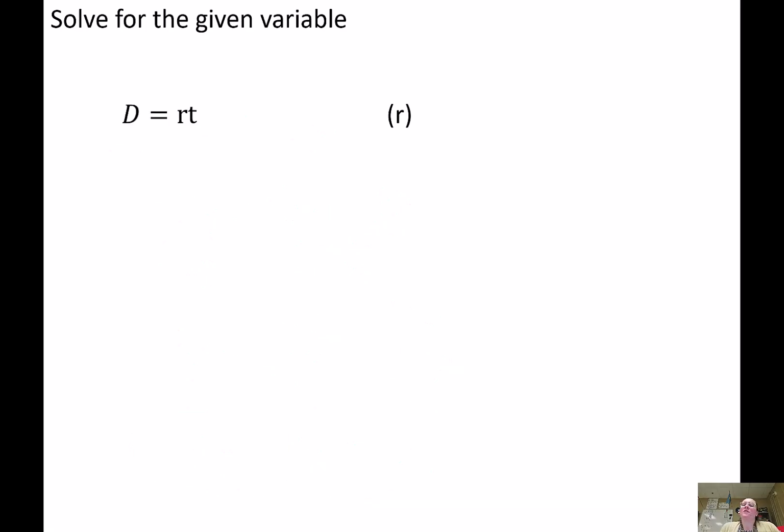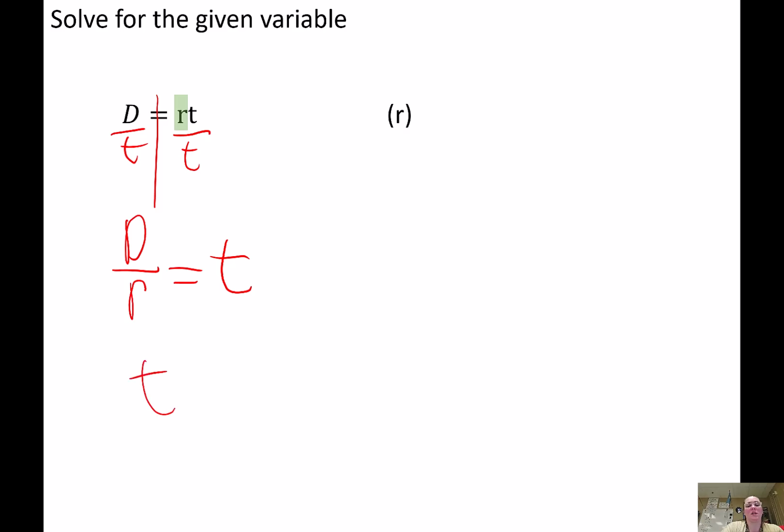All right, now let's look at a different form. So we're given d equals r times t, and we want to solve for r. Well, we have nothing adding or subtracting, so we don't have to worry about any of that. But we do have something multiplying, and in this case, it's the t. So I'm going to divide both sides by t. So that gives me d over t is equal to r, or r equals d over t.